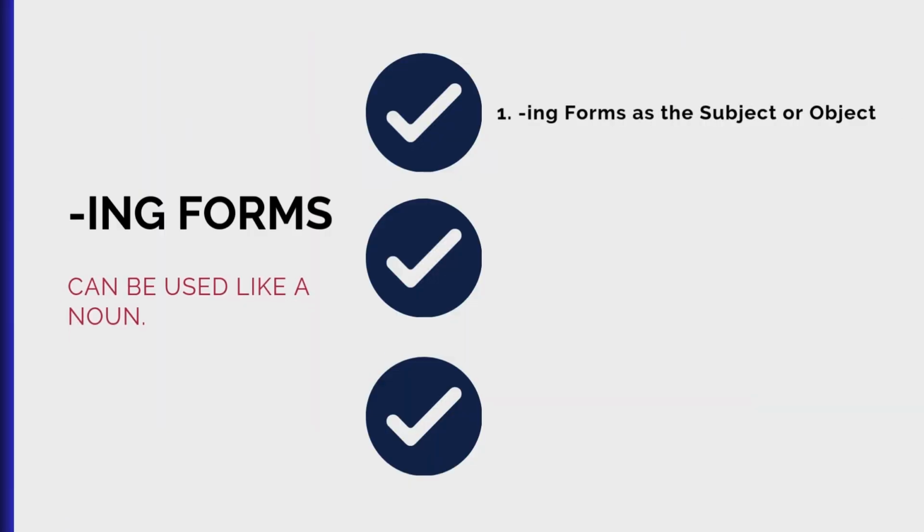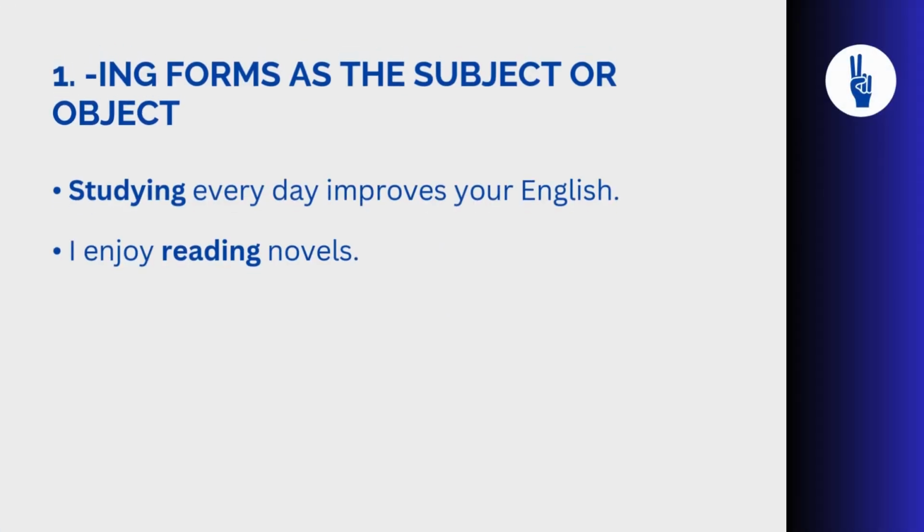The ing form of the verb can be used like a noun. Here are some points to remember when using them as nouns. We can use ing forms as the subject or object of a sentence. Take a look at the following examples.